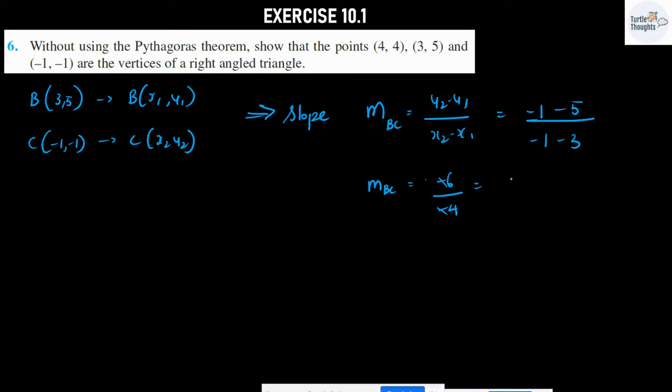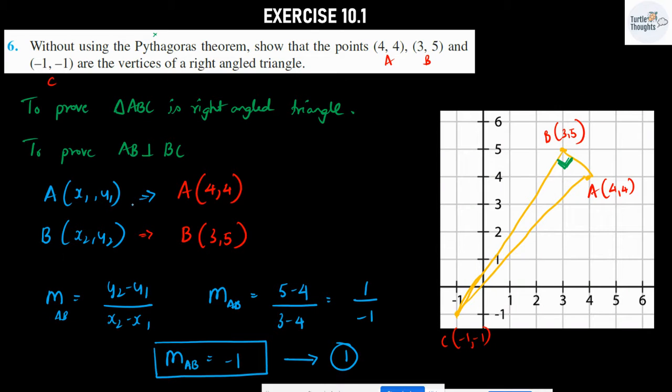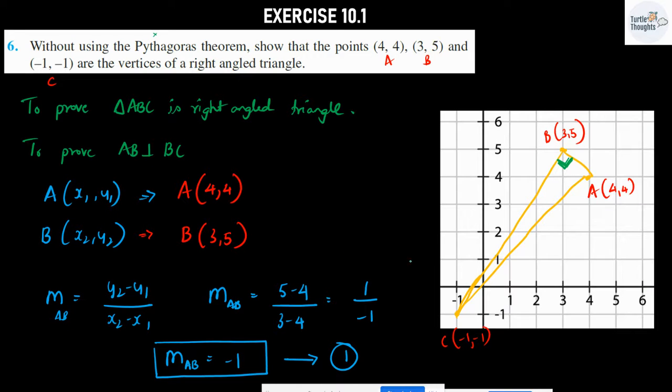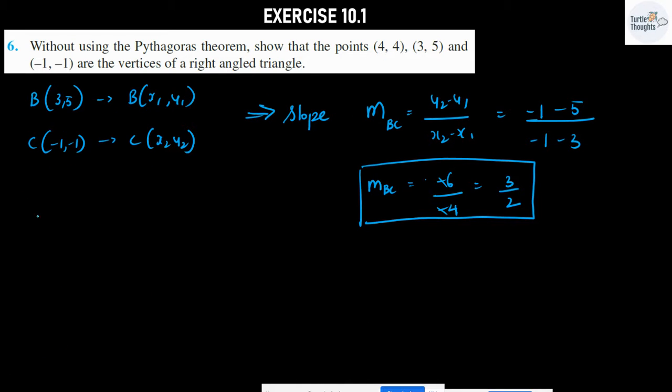This can be written as minus and minus can be cancelled, 3 by 2, right? 3 by 2. Let me consider the other line. AB is over, BC is over. The next line is going to be your CA.